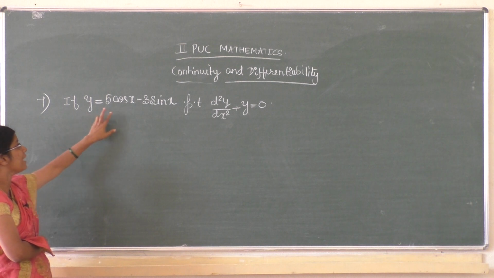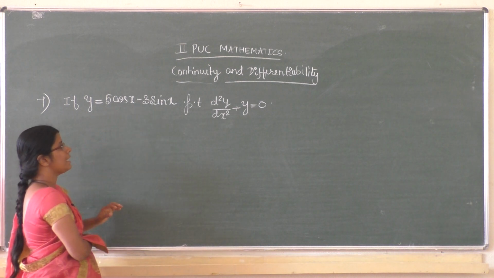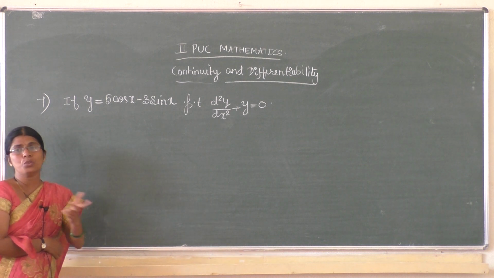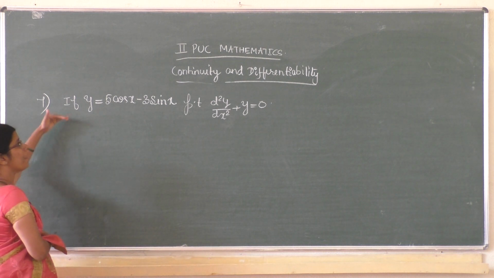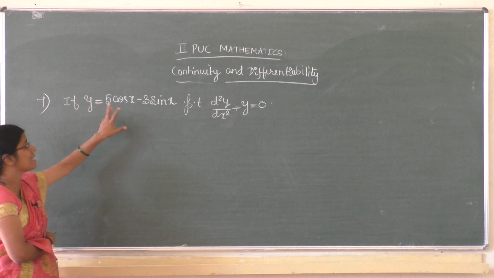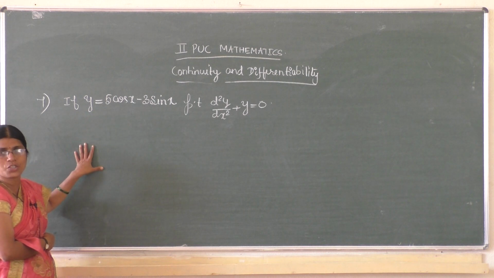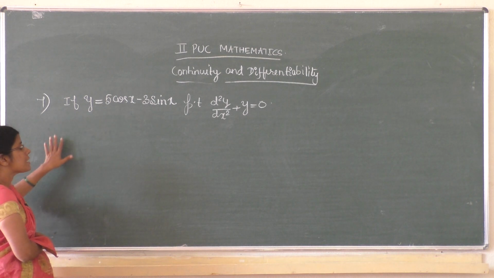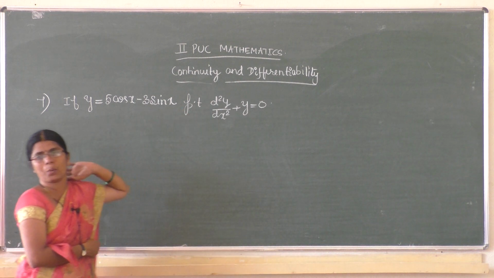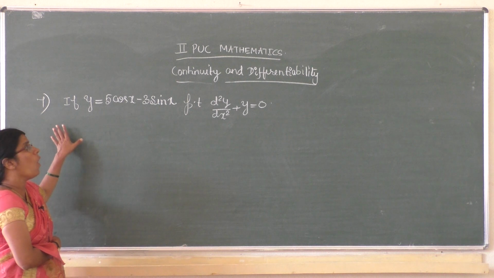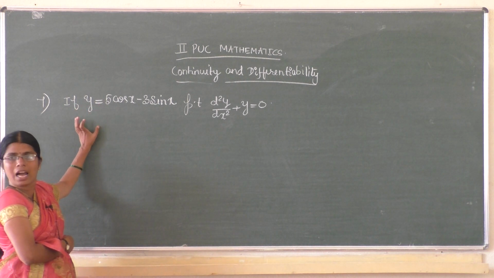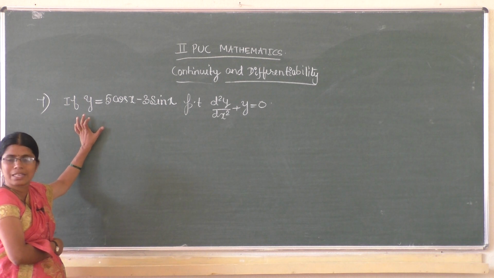So y is equal to 5 cos x minus 3 sin x. See, here these type of problems we solve in two methods. One is direct method, that is differentiate. First differentiate with respect to x, once again differentiate with respect to x, and simplification. After simplification you have to get this equation, okay, that is one method. Or sometimes we cannot do simplification here, okay, after differentiating we cannot do some simplification.